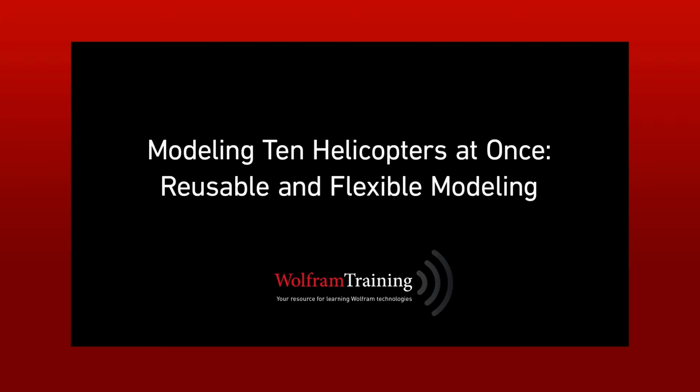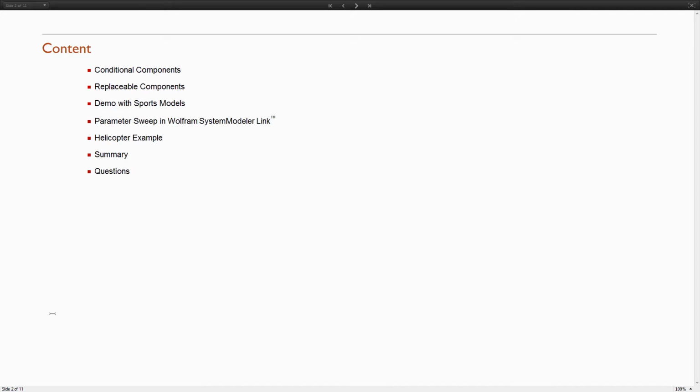The outline of this talk will be to first go through two different concepts called conditional components and replaceable components. I will then try to demo these concepts with sports models, and I will do a parameter sweep in the Wolfram SystemModeler link that's in Mathematica. I will then try to explain all of these concepts and why I've talked about them in a helicopter example. I will then go through a summary of my talk, and probably we will have some time for Q&A.